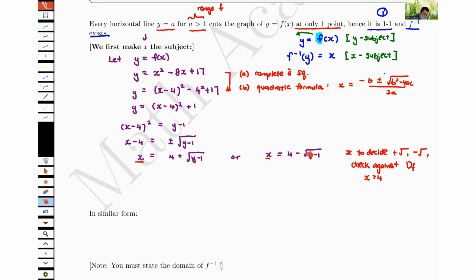If you have 4 minus something, it will be smaller than 4. So you can say that we reject this, and the reason is because x is supposed to be larger than 4. So what is x? Again, we made x the subject. Remember what we have here? X is the subject, so that x is f inverse y. So this is actually my f inverse y. So we say f inverse y is therefore 4 plus square root y minus 1.